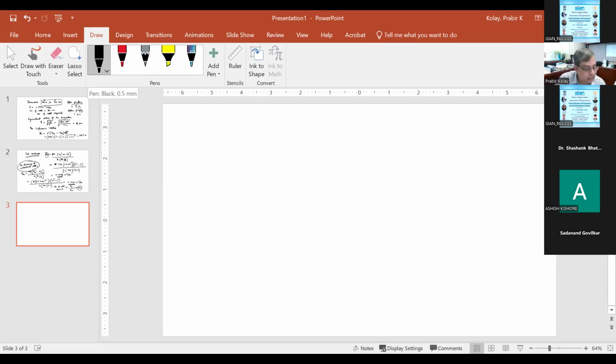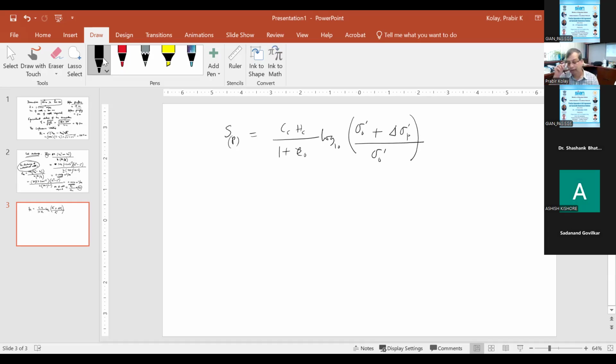So the settlement due to the primary consolidation is given by this equation: Cc times H, the height of clay layer, divided by 1 plus e naught, the initial void ratio, times log base 10 of sigma naught prime plus delta sigma pressure divided by sigma naught pressure. So easily you can calculate that. How much is that? The settlement.